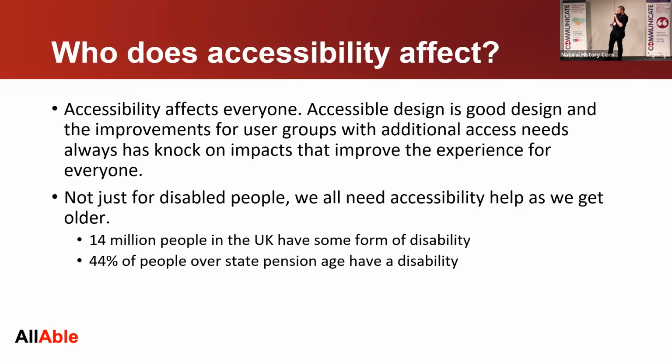Got a couple of stats as well. So 14 million people in the UK have some form of disability. 44% of people over the state pension age have a disability. So this is also something that affects us all as we get older. If you want to be selfish about it, I'm very keen that we fix accessibility, because when my eyes go, my hearing goes, to catch up with the fact my knees have already gone, I'm going to need some help. So selfishly, we're getting that in place now, so that by the time I'm old, we will have hopefully an easier time of it.